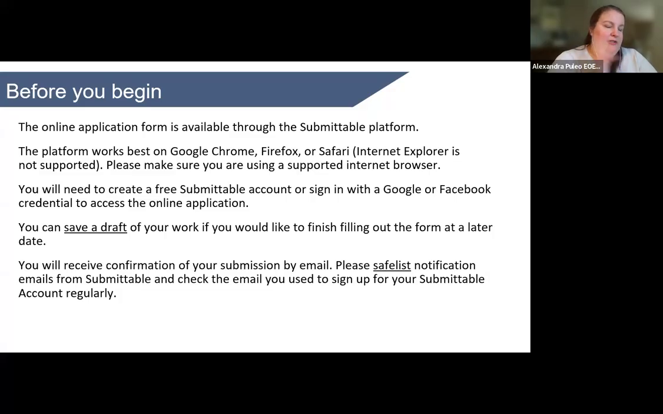I do want to emphasize, I should have said this before, your application is submitted through Submittable. It's one swoop. It cannot be edited after it goes in. So if you submit it, your only option after that is to withdraw it and submit a new application. So if you submit it, it's submitted, it's gone. And so I really encourage you to make sure that you're ready to submit when you do that. We are not accepting additional documents. If you send something to EOED grants, if you send something to me, that will not be reviewed as part of your application. So please, if you have any materials, provide them in the application when you submit it.